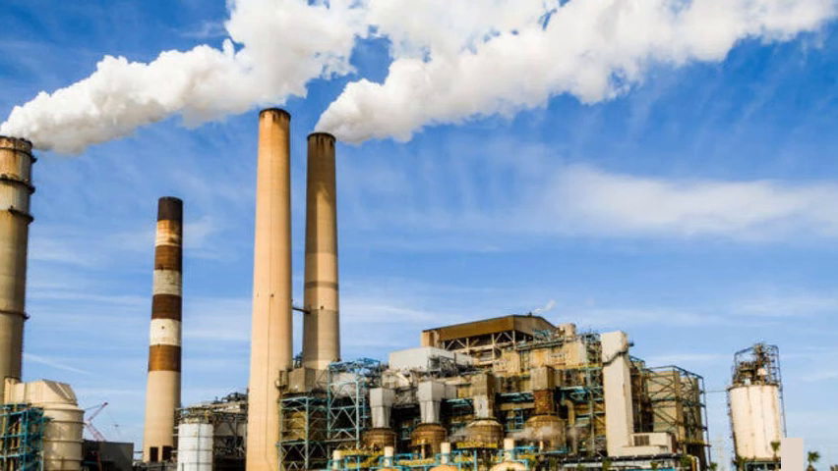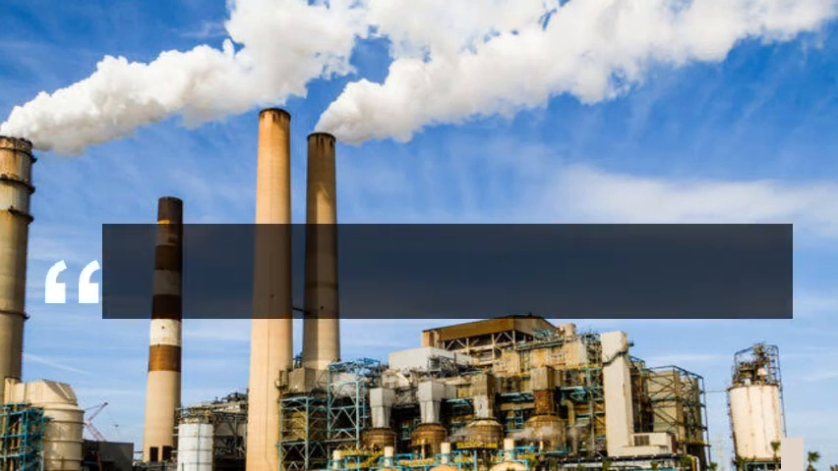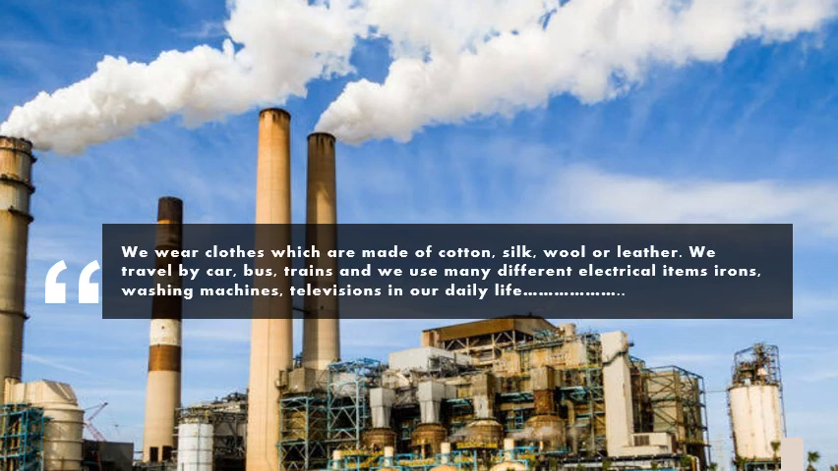As the name of our chapter is Trade and Industries, we must know what industries are and what trade is. Before that, we should know that we wear clothes which are made of cotton, silk, wool, leather. We travel by car, bus, trains, and we use many different electrical items like irons, washing machines, televisions in our daily life.